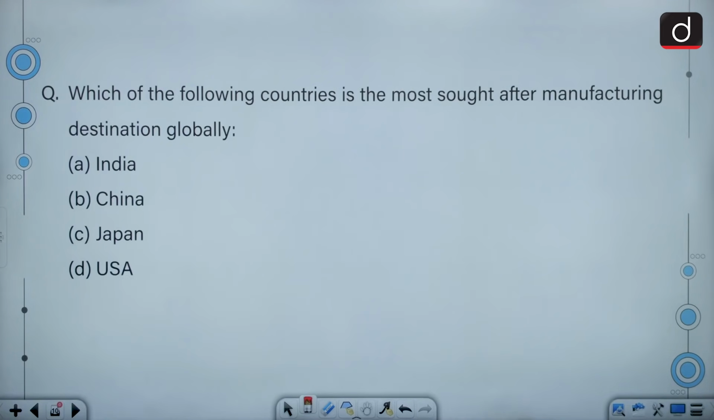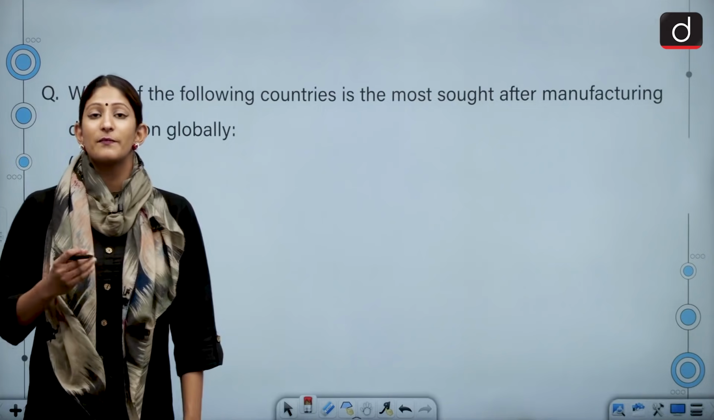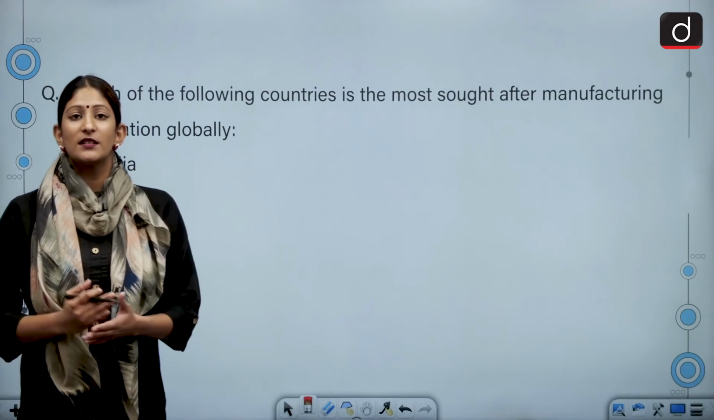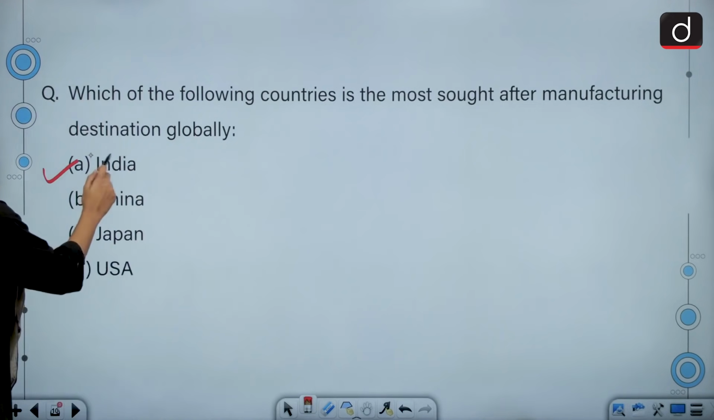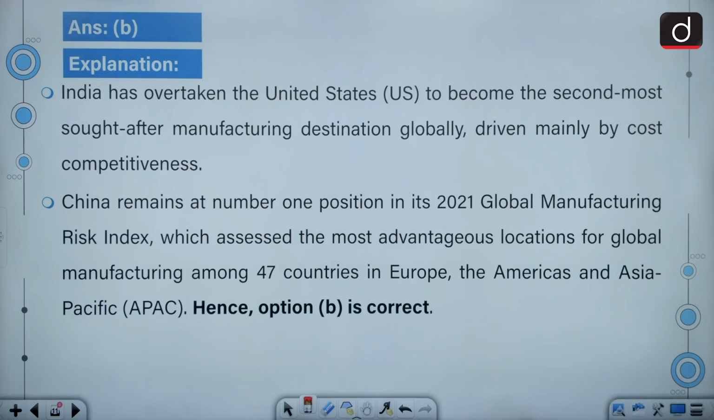Moving on, which of the following countries is the most sought after manufacturing destination globally? So, a country has recently surpassed USA, resorting to its better labor and land reforms, and that country is India. So, India is the correct answer. Moving forward, India has overtaken the US to become the second most sought after manufacturing destination globally, driven mainly by cost competitiveness, and China remains at number 1, of course. In its 2021 Global Manufacturing Risk Index, which assessed the most advantageous locations for global manufacturing among 47 countries in Europe and the Americas and Asia Pacific.